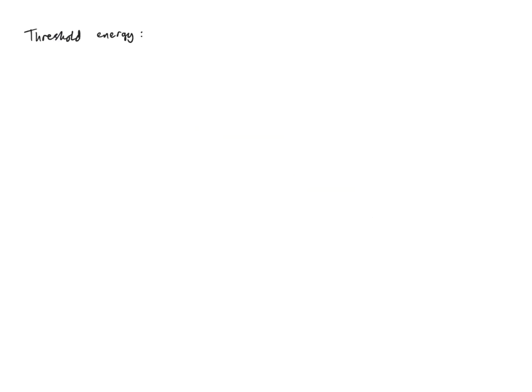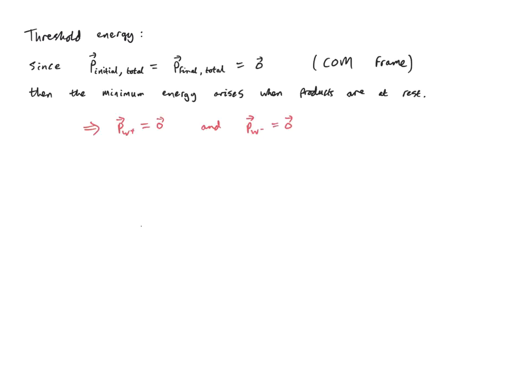Now let's consider this reaction at the threshold energy. As I mentioned earlier, this is when the products are all at the same velocity, so we can find a frame of reference when they're all simultaneously at rest. Since the initial total 3-momentum and the final total 3-momentum are equal to 0 in the centre of momentum frame, then the minimum energy must arise when the products are themselves at rest. And this means the relativistic 3-momentum for the W plus and W minus particles are not just equal and opposite, but they're individually equal to 0.